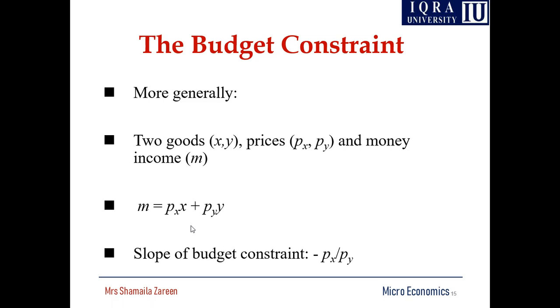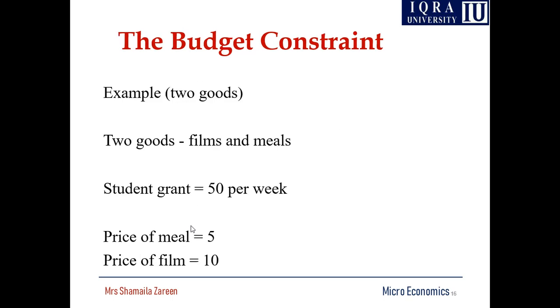In other words, the budget line defines all the combinations of good X and Y that exactly exhaust the consumer's income. We are taking the example of two goods, films and meals, and a student has a grant of 50 per week. It means he has an income of 50 rupees, the price of a meal is 5 and the price of a film is 10.